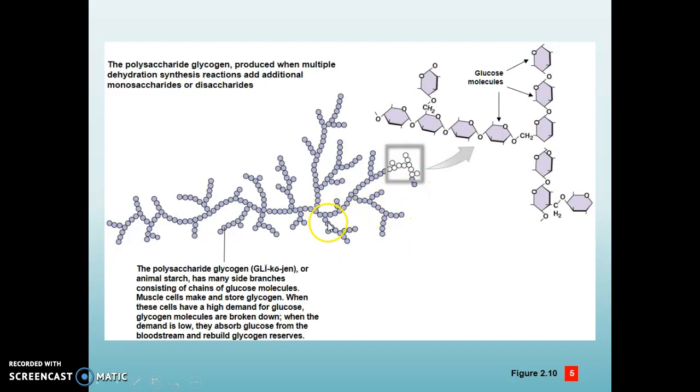Each circle on this molecule represents a glucose molecule. So here's our glycogen. It's a storage form of glucose in animal livers. And there's just millions of them.